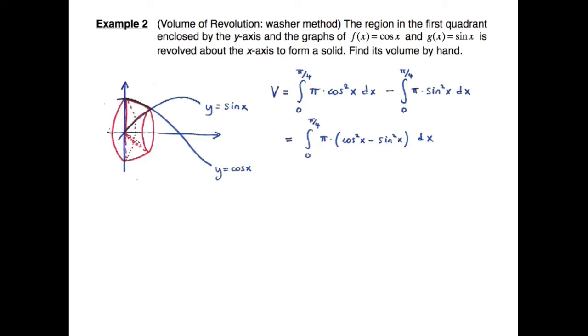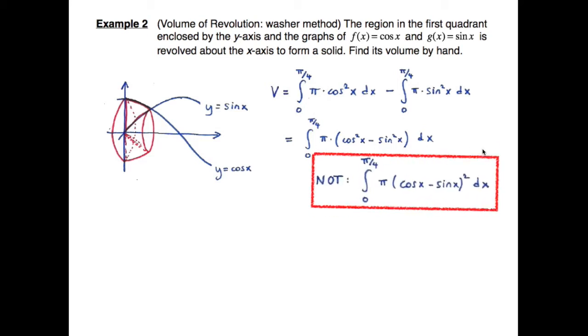Just like when we were finding the area between two curves, it's easier at the beginning to see this as one volume minus a second volume that is smaller. But obviously, you can also write this as one integral. It's the integral from 0 to pi over 4 of pi times cosine squared minus sine squared dx.